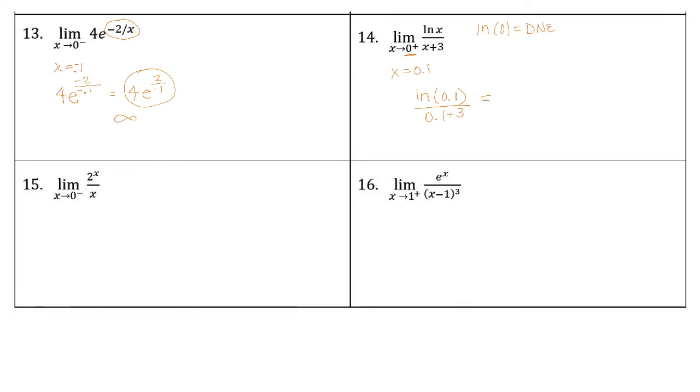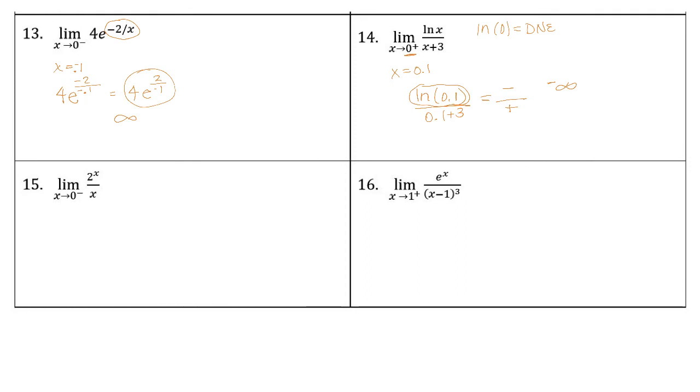And again, I'm going to have natural log of a decimal, and that's going to tend towards negative, and then the bottom's positive. So 14 looks like it's tending toward negative infinity. All right, moving on, number 15.